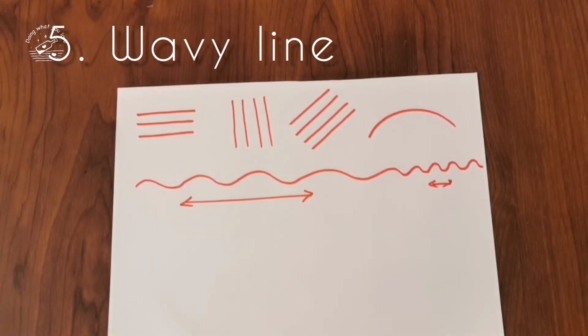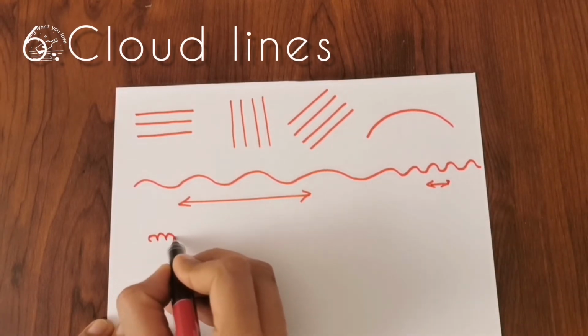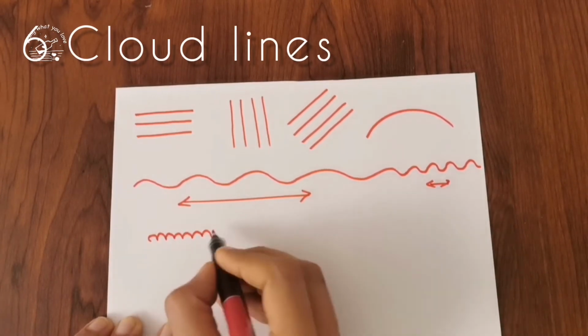And after that we will focus on the cloud lines. Cloud lines means the lines that look like a cloud.